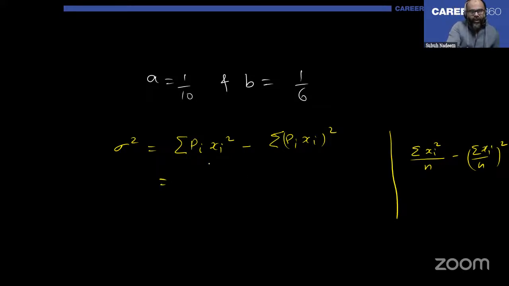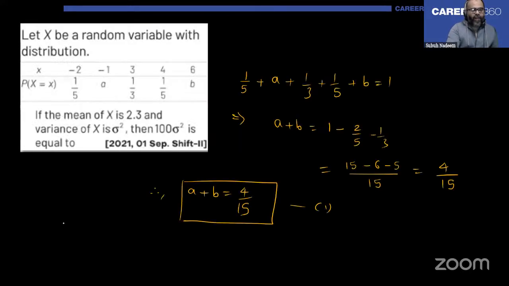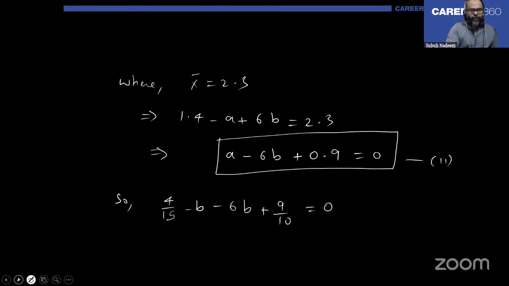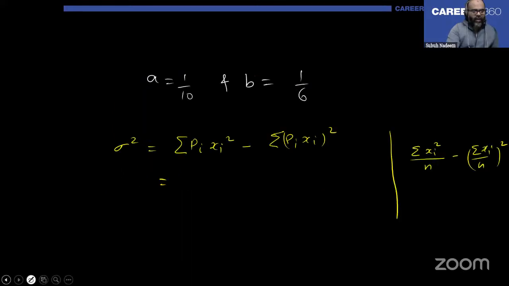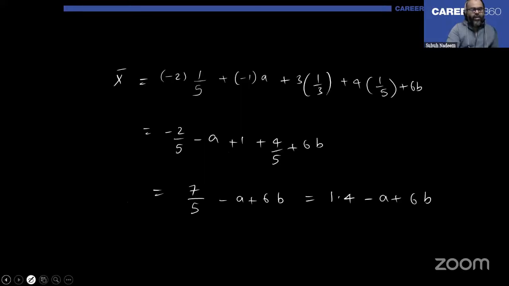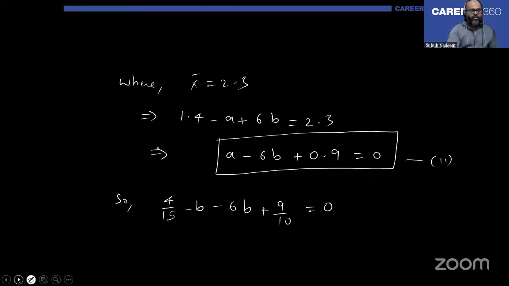So we need pi xi square. Now we'll make a table. In order to find it, we make a table here. Here we have xi, here we have pi. The xi are -2, -1, 3, 4, 6.